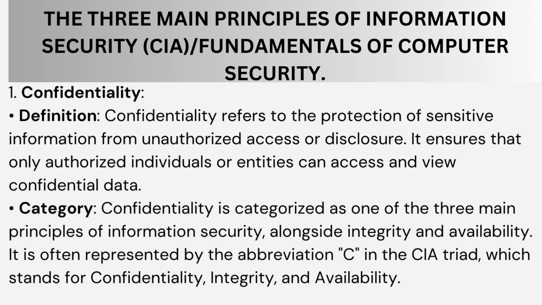The first one is confidentiality. It refers to the protection of sensitive information from unauthorized access or disclosure. It ensures that only authorized individuals or entities can access and view confidential data. Confidentiality is categorized as one of the three main principles of information security alongside integrity and availability. It is often represented by the abbreviation C in the CIA triad, which stands for confidentiality, integrity, and availability, just as I had already said.